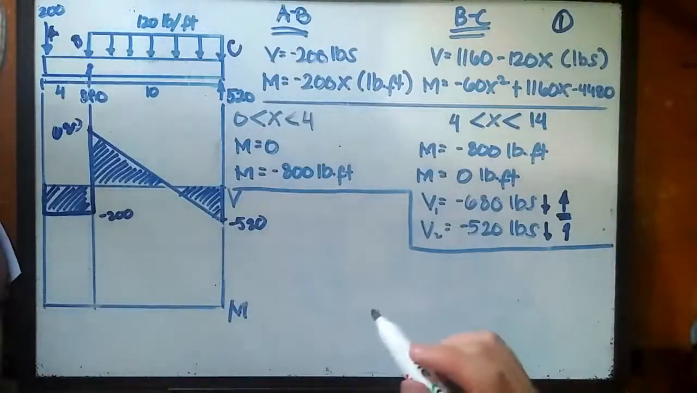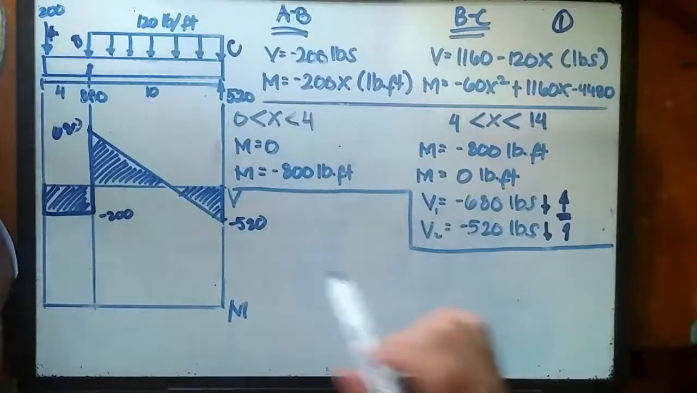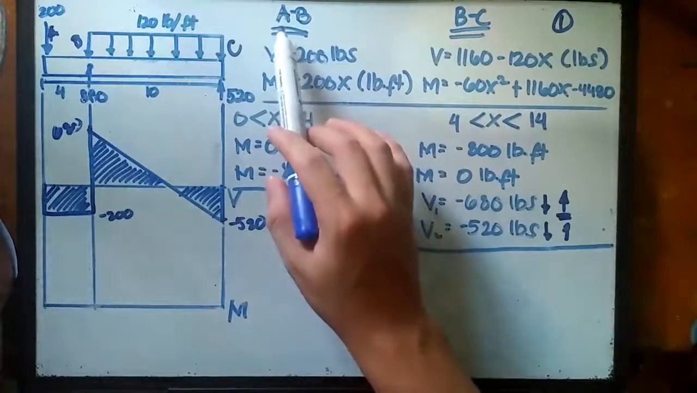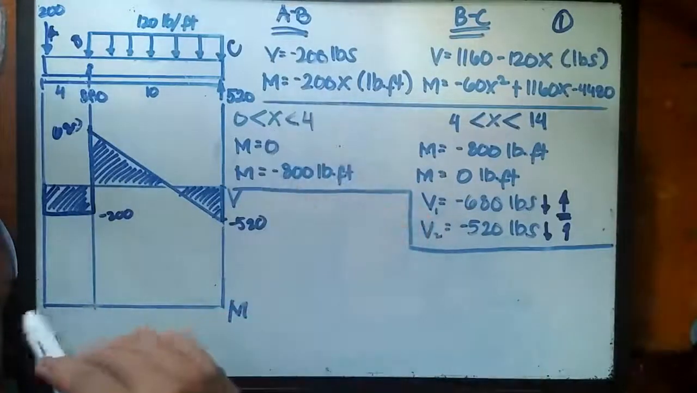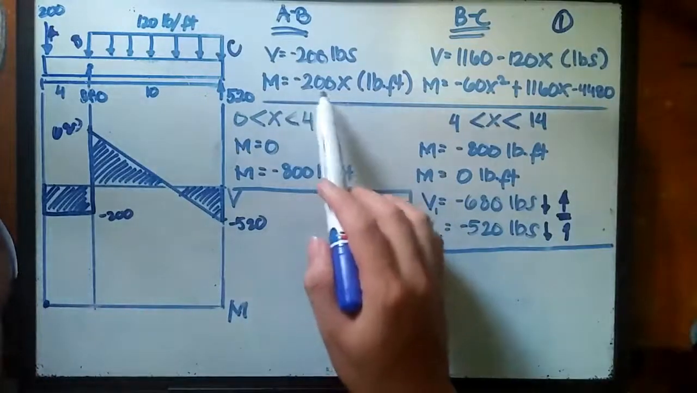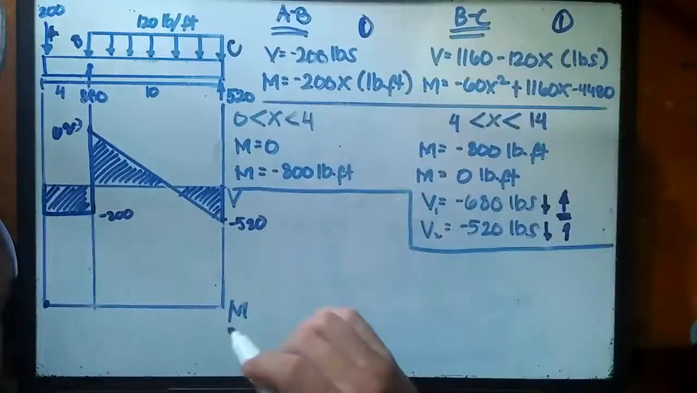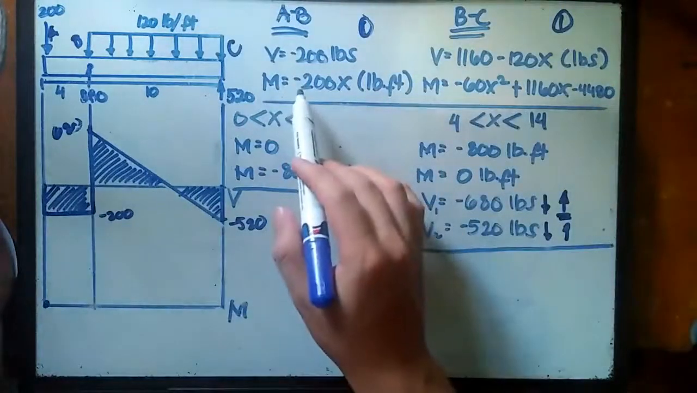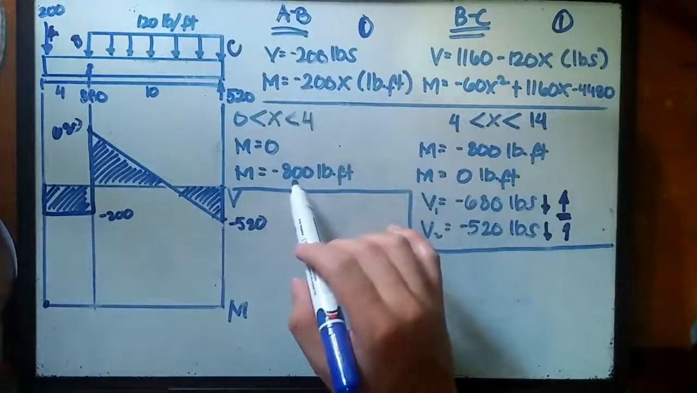The next one is to look for the bending moment diagram. Starting here at segment AB, if we replace x by 0, the answer is 0, so we're going to start at 0. Looking at the degree of power of this equation, it is still 1, so that should be linear. It says here negative 200, and if we replace x by 4, that should be negative 800.